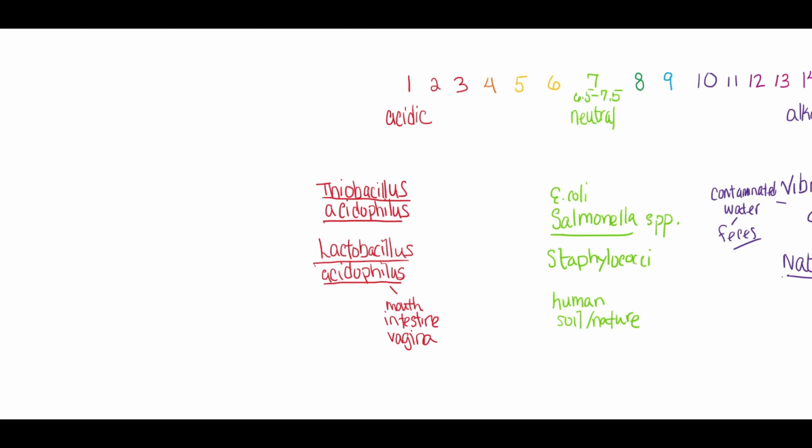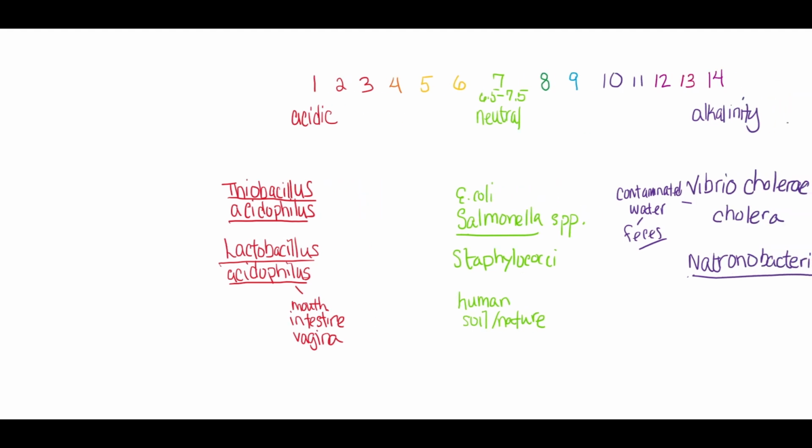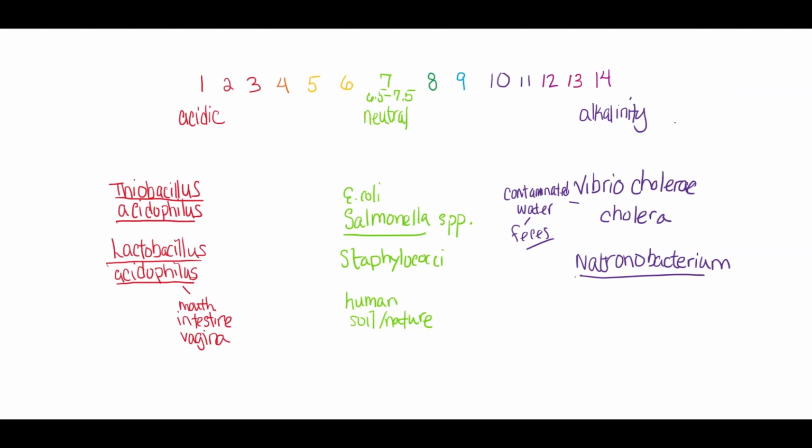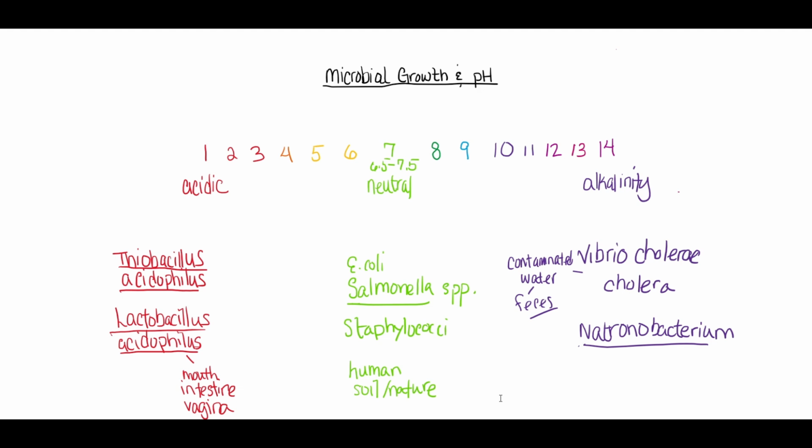Okay, on to our next topic. I'm going to center here. And this is microbial growth and pH. So I know everyone is familiar with pH ranging from 1 to 14, where 1 is more acidic, then we have 7, where it's neutral, and then we have 14, which is alkaline.